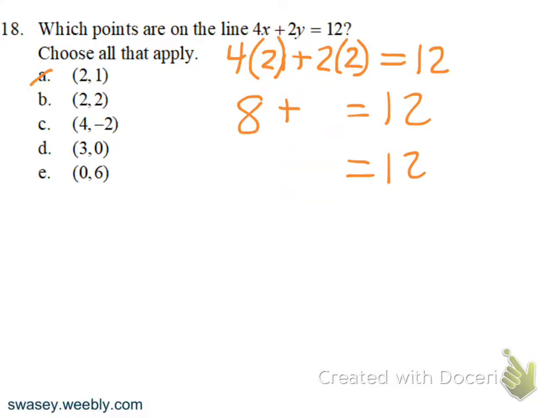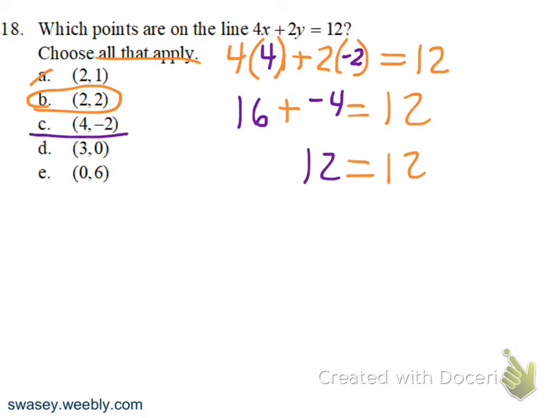You put 2 in there. Now we'll have 8 plus 4, which is 12. 12 equals 12. That's a solution. Notice it says choose all that apply, so keep on trying these. You put in 4, negative 2. 4 times 4 is 16. 2 times negative 2 is negative 4. 16 plus negative 4 is 12, so that's also a solution.